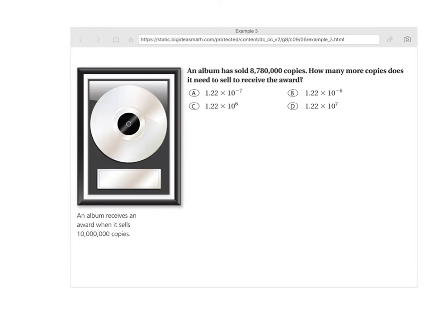All right, so now you're going to learn how to do some arithmetic when using exponents. So we have an album that has sold 8,780,000 copies. How many more copies does it need to sell to receive the award? You can see on the left there that we need 10 million copies in order to get an award. So we need to create a model or an equation.